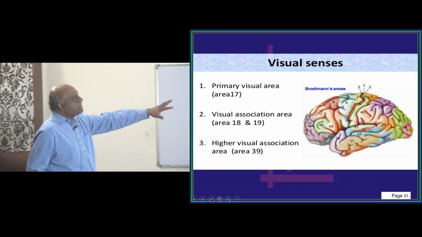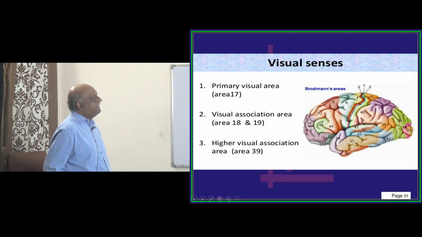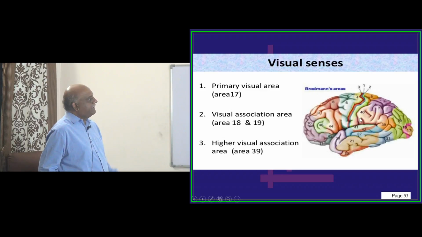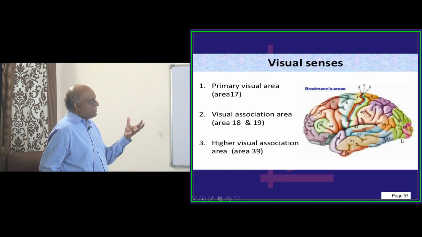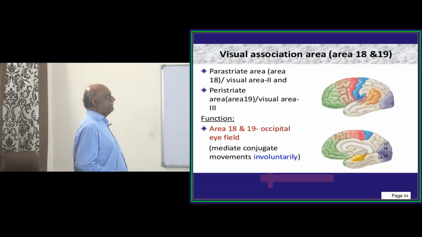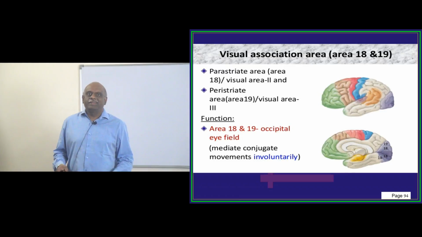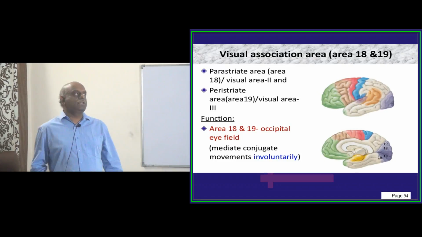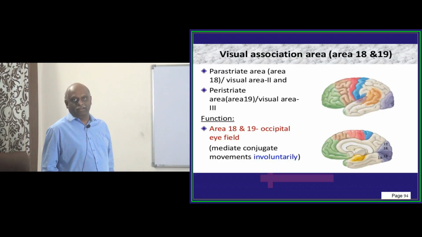Then you have visual association areas which are 18 and 19, typically in the occipital lobe. Then the higher visual association area is called area 39. So 39, 17, 18, 19. You are able to see this now in the occipital lobe; this is associated with vision, which is what you have to remember. So the visual association areas are area 18 and 19.